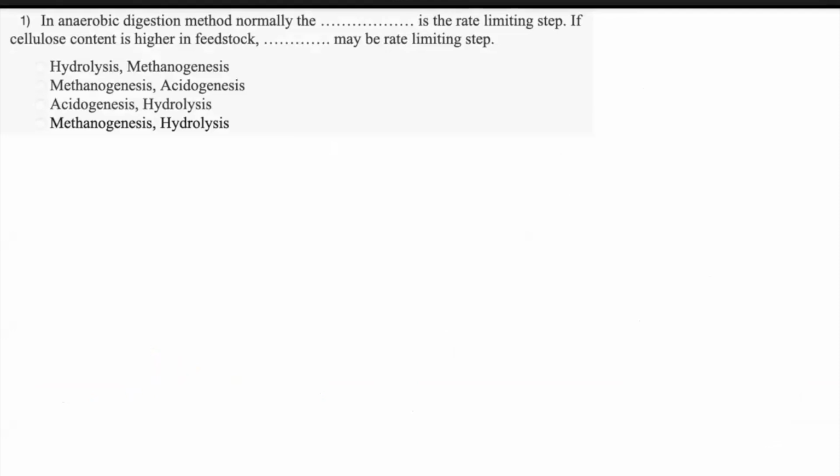In the anaerobic digestion method, normally the dash is a rate limiting step, and if cellulose content is higher in the feedstock, dash may be the rate limiting step. Though we have not discussed it, I hope from a brief discussion you can even guess if you do not remember the exact mechanism. So is it first, hydrolysis and methanogenesis; second, methanogenesis and acidogenesis; third, acidogenesis and hydrolysis; or fourth, methanogenesis and hydrolysis? I will give you guys 2 minutes for this, just give some answer in the chat box only.